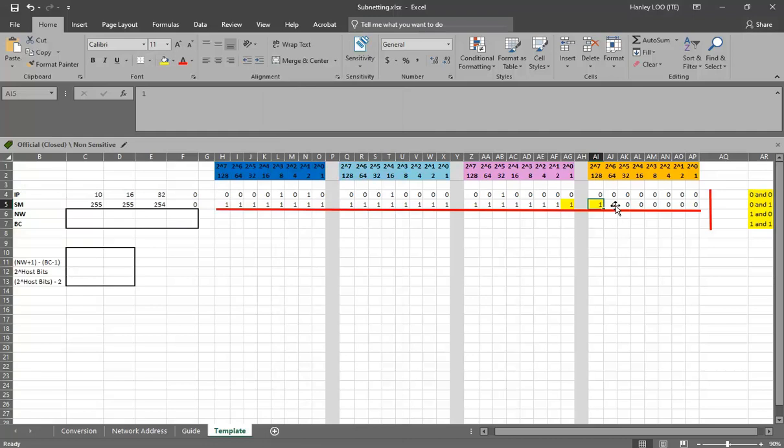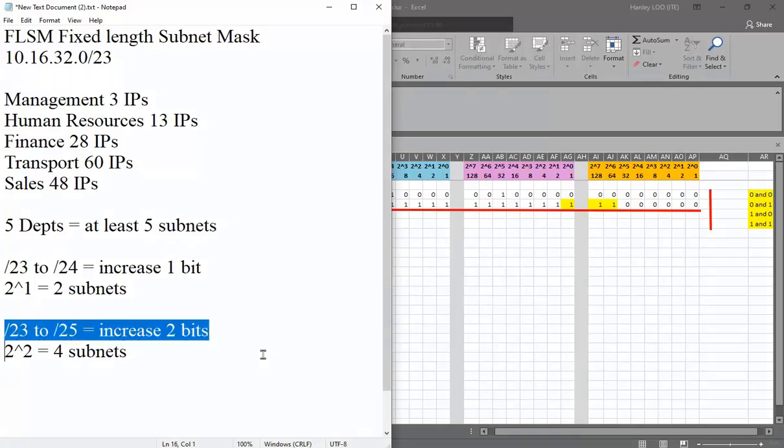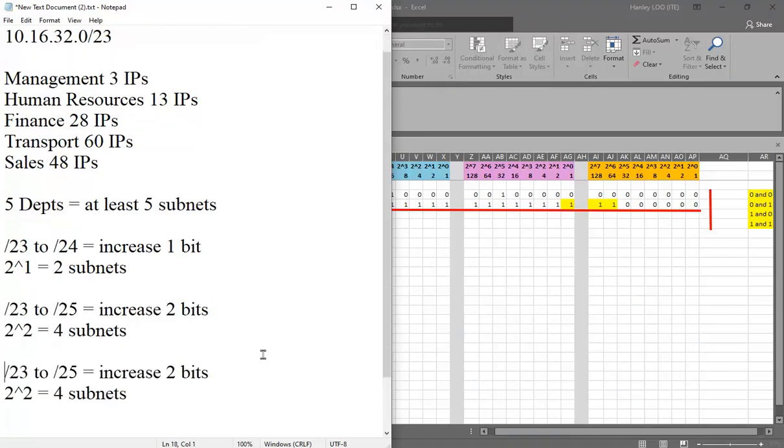So I will need to borrow 1 more bit. That means that instead of 2 bits, I will need to increase to 3 bits. Same thing again here: instead of /23, I'm going to increase to /26, which is an increase of 3 bits. Now it's 2 to the power of 3, which gives me 8 subnets. Definitely, 8 subnets is able to accommodate my 5 subnets. So instead of a /23, the bigger group, in order to have 8 different subnets, I'm going to split my /23 into 8 smaller groups of /26.